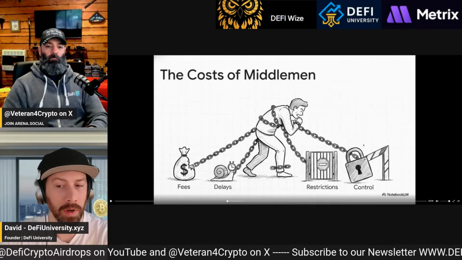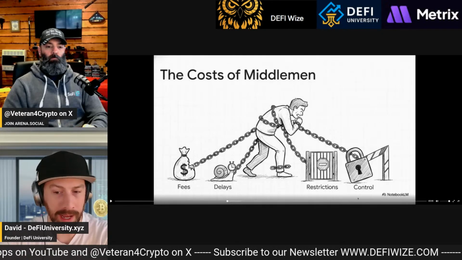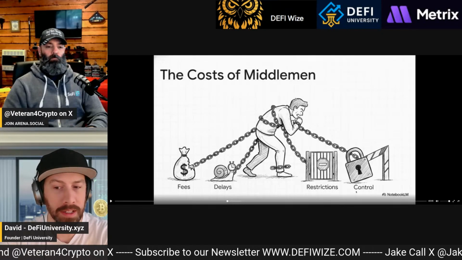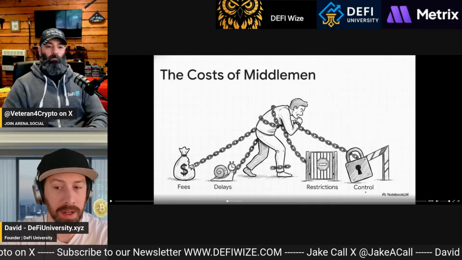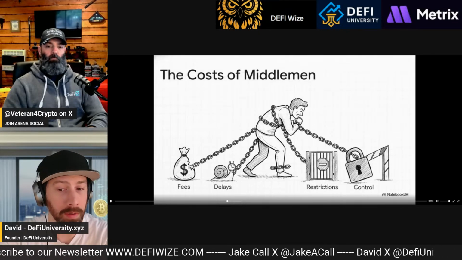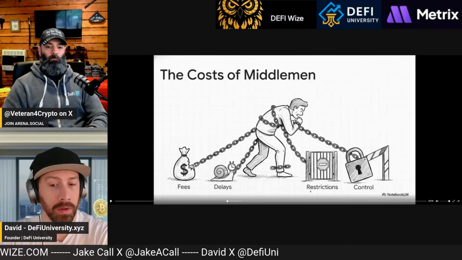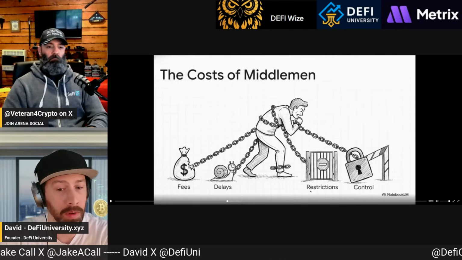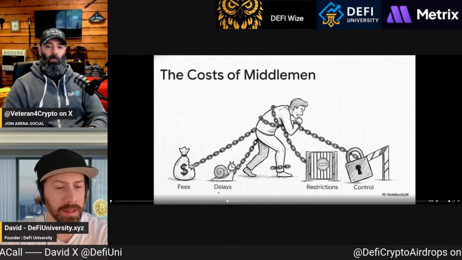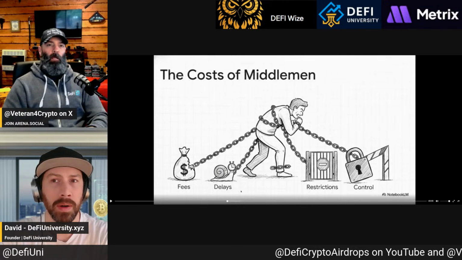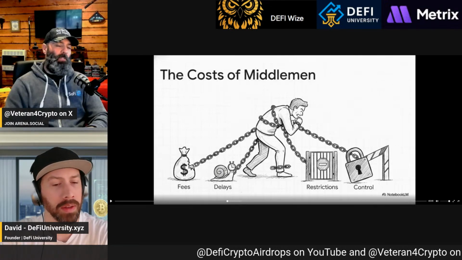So in crypto DeFi, we have control over our own assets because we own them. We custody them. Are there restrictions on what we can buy or where we can send money or who we can send money to? No, there are not. Are there delays? I wouldn't say so. I think that the biggest, what do you think?